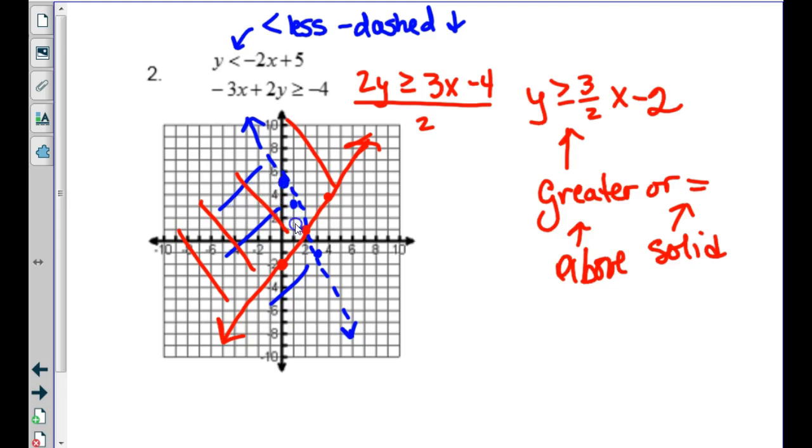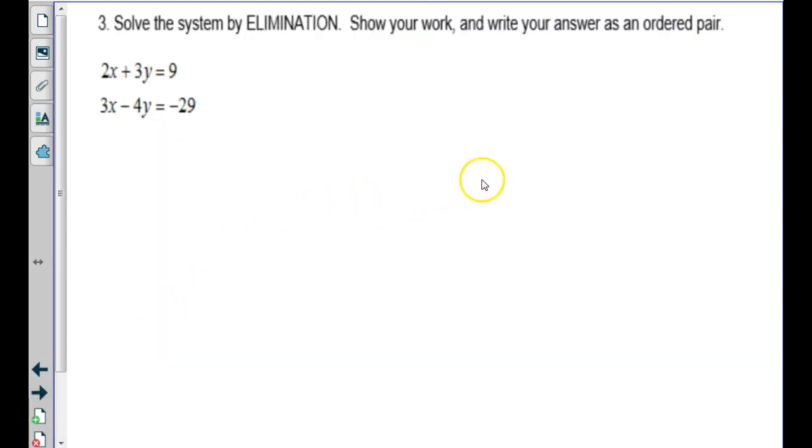So where are all the points that are double shaded? It would be below the blue and above the red, right? All of this in here would be the solution to this system. So 0, 0 should work in both equations, right? As it's double shaded. Any questions on that? More practice on those are on worksheets 1, 2, 3, 4.